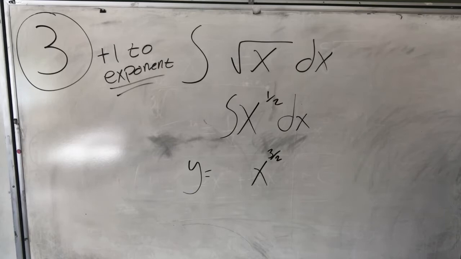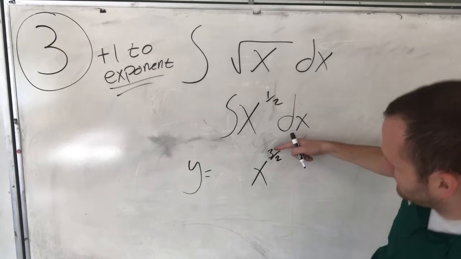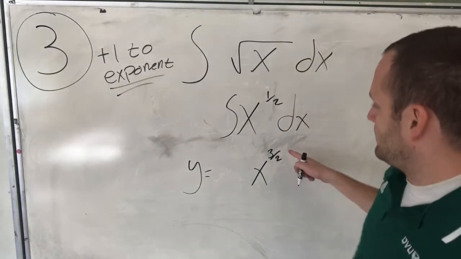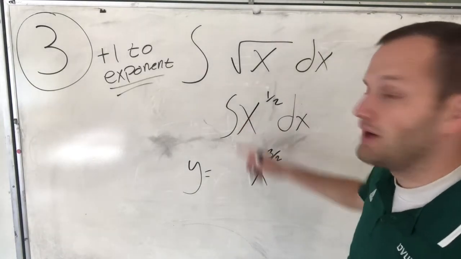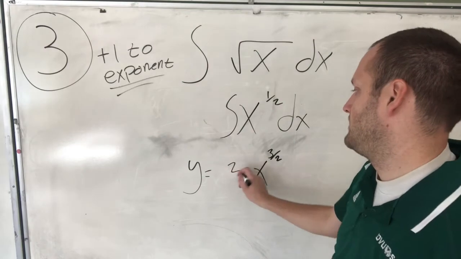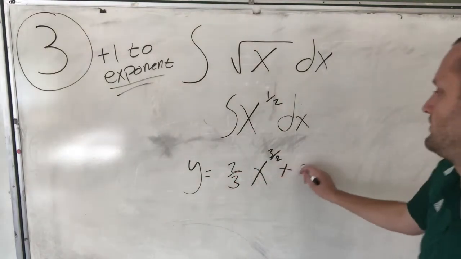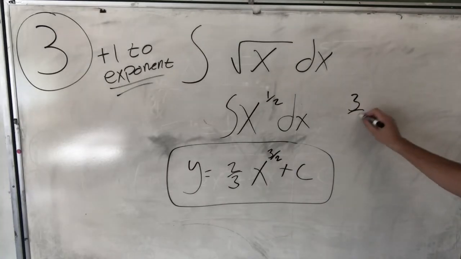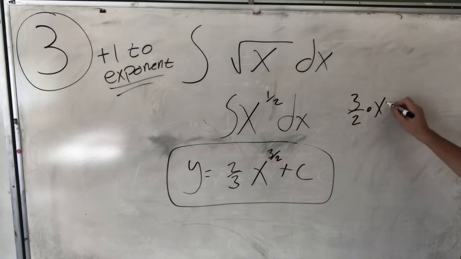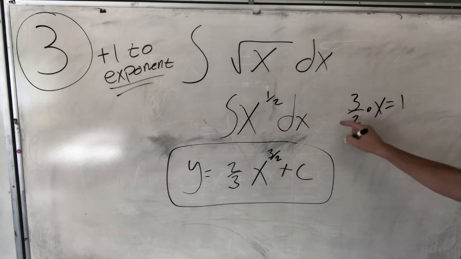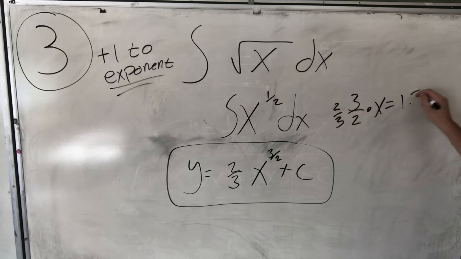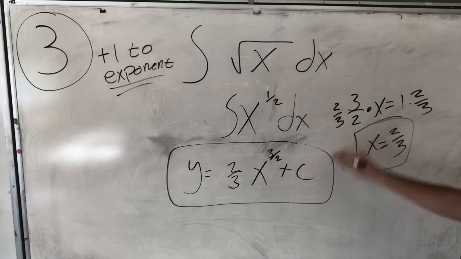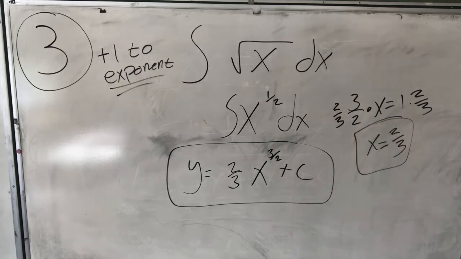That's why we leave it as improper, because this is telling us the exponent, this is telling us the root, square root, cubed root, whatever. Well, 3/2 times what is 1? It'd be 2/3 plus c. Okay. If you didn't know how to do that, you could say 3/2 times something equals 1. How do you get rid of the 3/2? Multiply by 2/3. So you get 2/3 x to the 3/2. Okay? That's your integral.